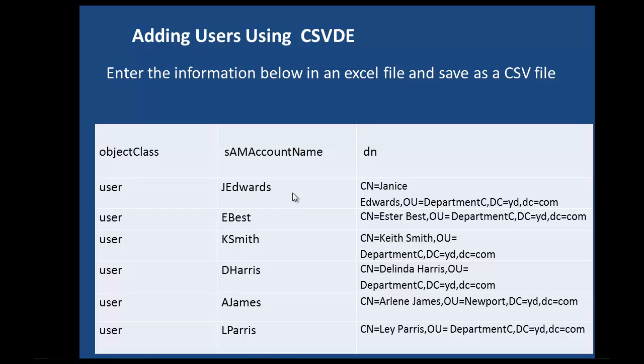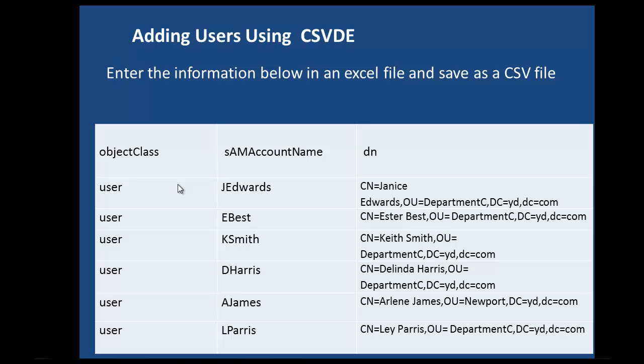Then the rows below will hold the information. So this would be row 1. The second here would be row 2. And J. Edwards, the SAM account name, will go under the same column as the heading SAM account name. And then you have the distinguished name, CN equal Janice Edwards, OU equal department. There's no enter here. That goes straight across in your Excel file. And then you have the other names populated in the Excel file. So we have 3 columns here. We have the object class column, the SAM account name, and the distinguished name of the person.